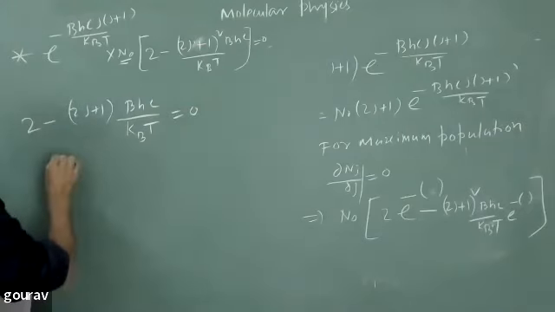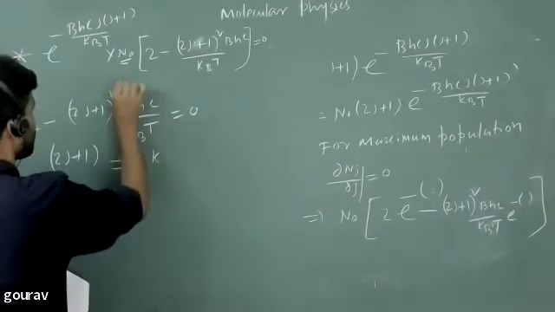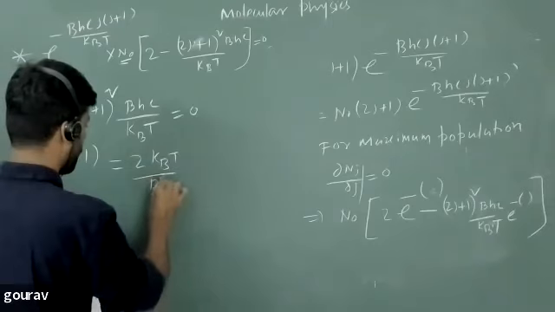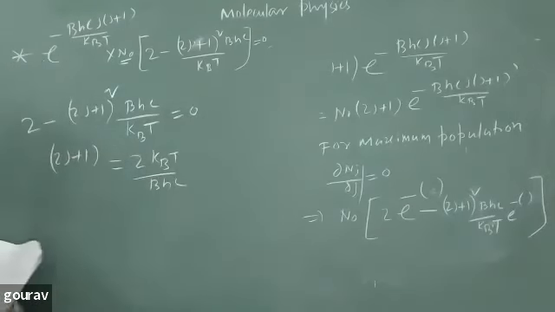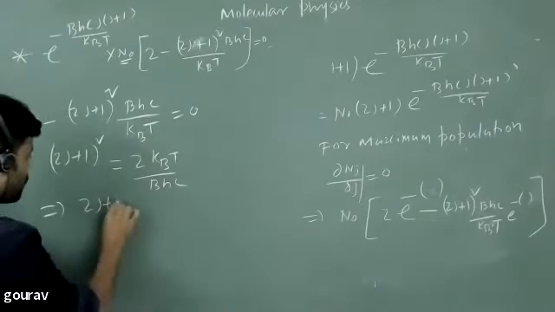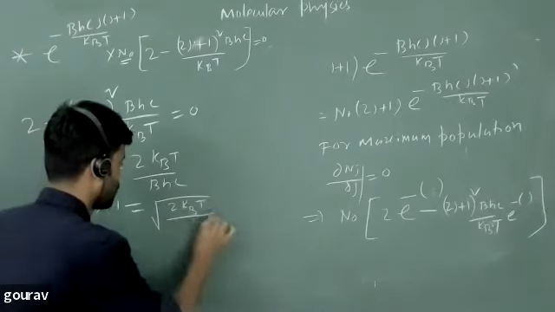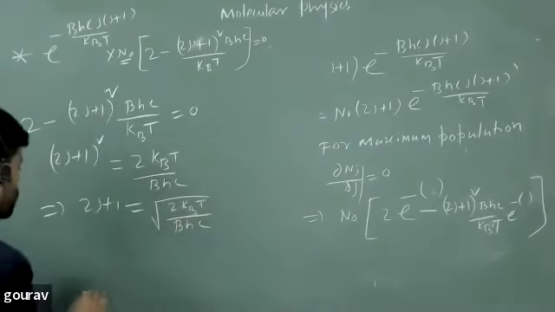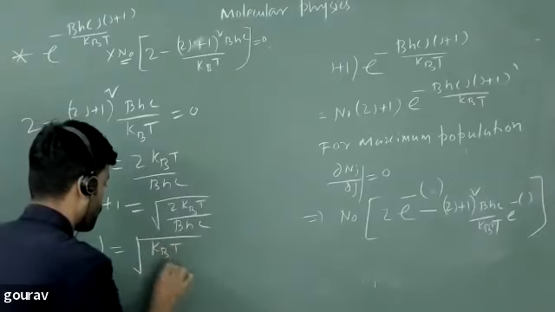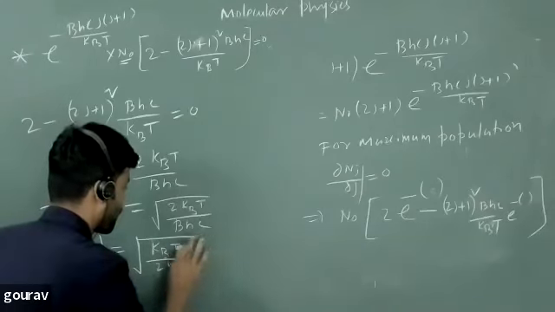So what you can get from here, 2j plus 1, of course, whole square will be here, that will be twice kBt by BHC. Right? Yes, sir. So, okay. So it means 2j plus 1 will be how much? Square root of 2 kBt divided by BHC. So it means J equals to how much? kBt by twice HCV also, you can write HCV, okay, minus half.